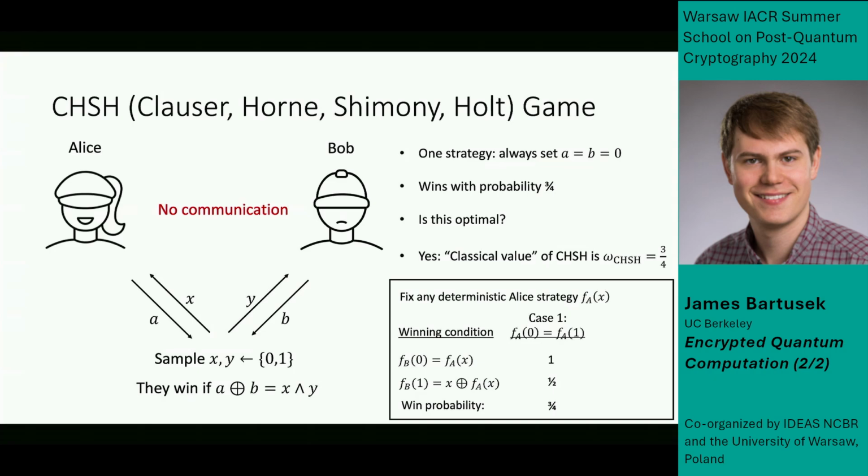For them to win, Bob must guess Alice's question. There's no way around it. So if we take the overall winning probability, because 0 is sampled with probability 1/2, and 1 is sampled with probability 1/2, overall they'll win with probability 3/4.